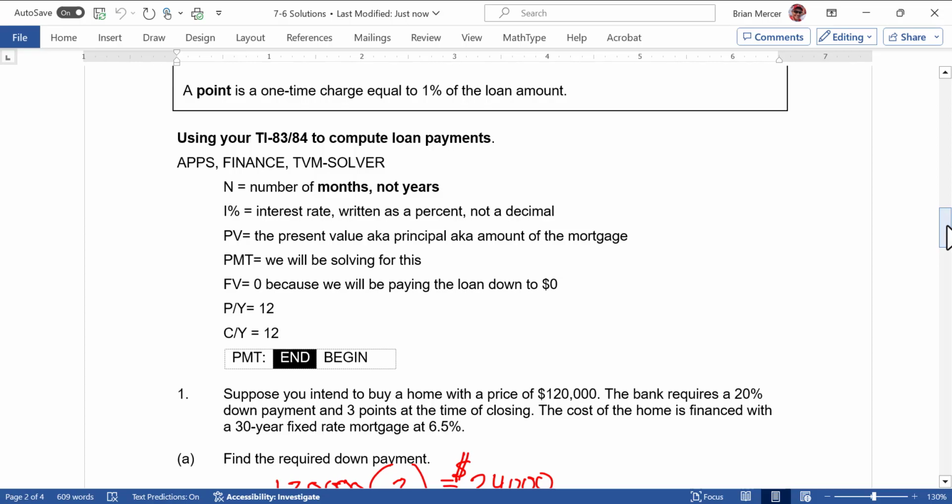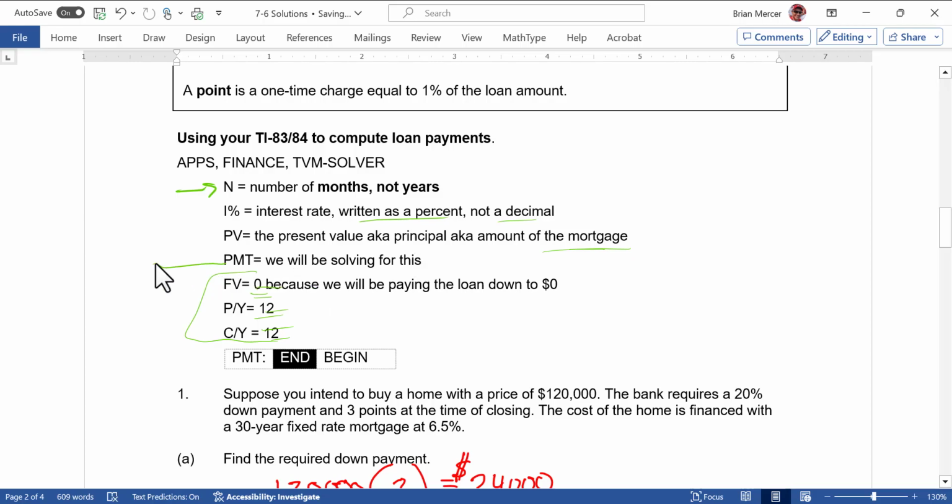Keep in mind that when we do this, N is the number of months, not years. That's an important thing to remember. I is the interest rate as a percent, not a decimal. Present value is the amount of the mortgage or the student loan or whatever it is. Future value is 0 because we're presumably paying it down to 0. Payments per year and compoundings per year are 12. So if I ever skip these parts, you just assume it's 0, 12, 12.